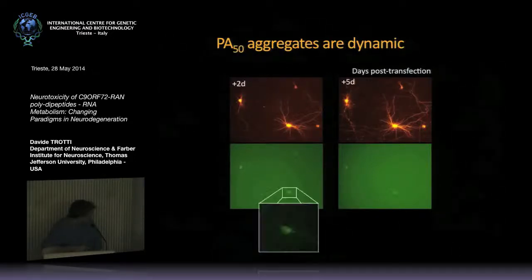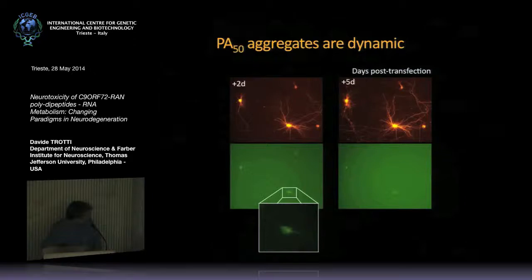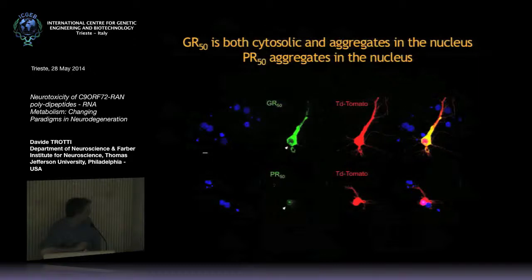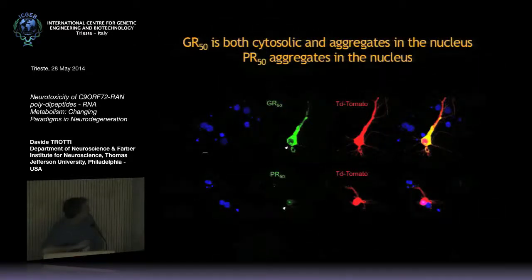If you focus on this neuron, you will see that PA seems to aggregate, and this is day 2. But when you switch and look at the same neuron at day 5, you will see that the aggregate disappears, remaining a diffuse localization. So it's sort of a dynamic situation of the PA aggregates. These are the data for PR and GR50.